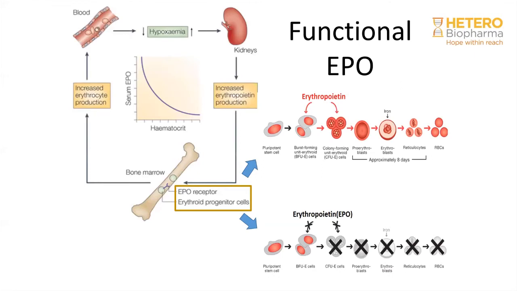What exactly does erythropoietin do? We all know that once there is hypoxia, it is sensed by the peritubular capillaries and the fibroblasts, and there is erythropoietin production. Erythropoietin now goes to the bone marrow, where there are erythropoietin receptors on the progenitor cells. Basically, erythropoietin is a growth factor, and it is also an anti-apoptotic factor.